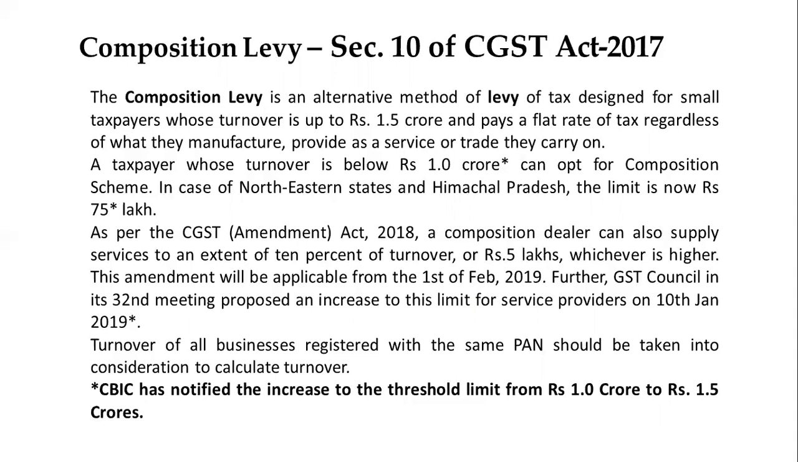Now, as per the recent amendment of the CGST Act, a composition dealer can also supply services to an extent of 10% of the turnover or rupees 5 lakhs, whichever is higher. This amendment will be applicable from the 1st of April 2019. Further, the GST Council in its 32nd meeting proposed that this limit may be increased. And the recent news is that the CBIC has notified the increase of the threshold limit from 1 crore to 1.5 crore. So that will give relief to some small business organizations.